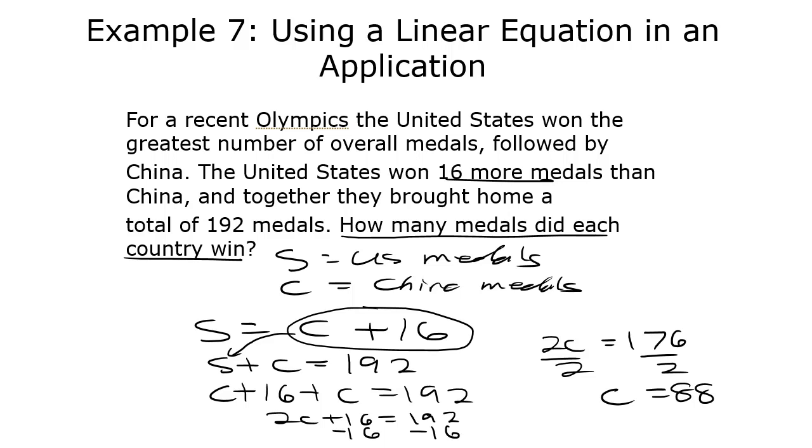Okay, so we know that China took home 88 medals, and they told us that the U.S. took home 16 more, right? So if we add 16 to it, we get 104. So 104 and 88, and then double check. If you put those two together, that's 192. So we solved it correctly. And that's all I got for this lesson.